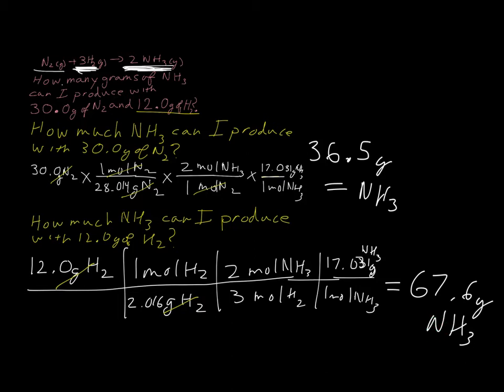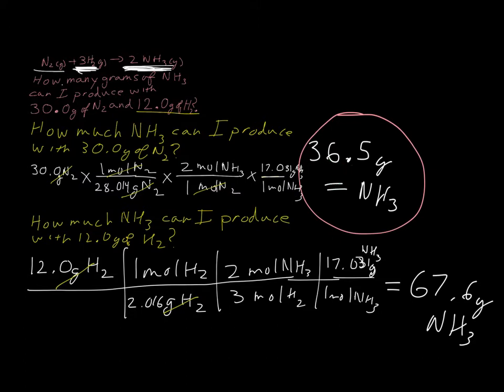How much ammonia can I actually produce then? The lesser of the 2 amounts. That's the amount I can actually produce. That's the most I can produce in theory. It doesn't matter that I have enough wheels here to produce 68 cars if I only have enough doors to produce 36. You can only produce the lesser amount.